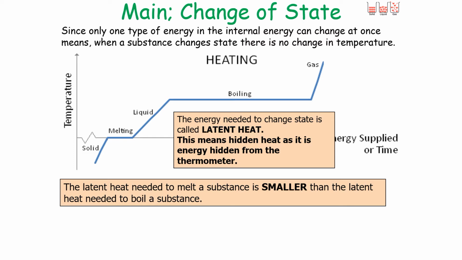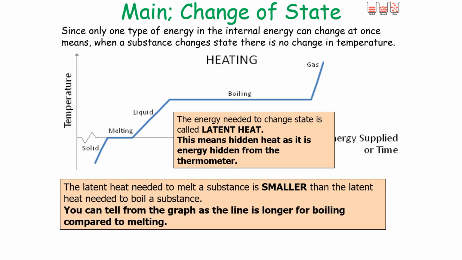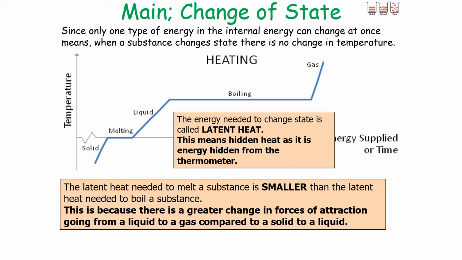Now, the latent heat needed to melt a substance is smaller than the latent heat needed to boil a substance. You can tell this from a heating curve graph because the line is longer for boiling compared to melting. So this tells us more energy needs to be placed into the substance to cause this boiling effect as compared to the melting effect. This happens because there's a greater change in forces of attraction going from a liquid to a gas compared to from a solid to a liquid.